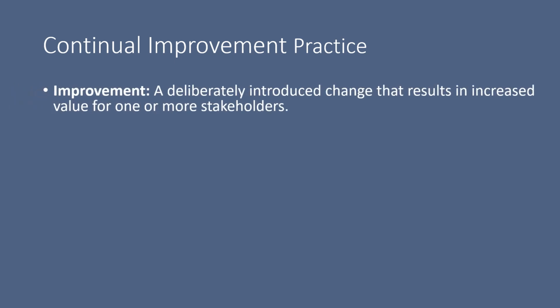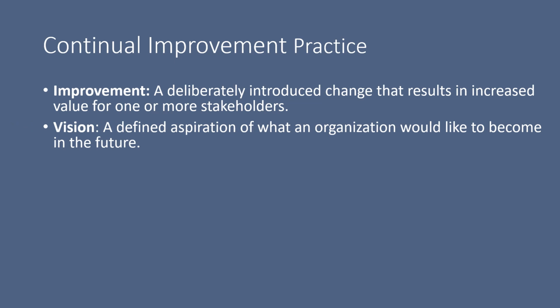Covering some definitions from the practice. Improvement, a deliberately introduced change that results in increased value for one or more stakeholders. Not on the slide, value, a benefit or usefulness for one or more stakeholders. Vision, a defined aspiration of what an organization would like to become in the future. A vision is very important. Check it out on Google and check a few of the companies you know. They all will have their vision published. It is the basis for the strategy and direction of the company.